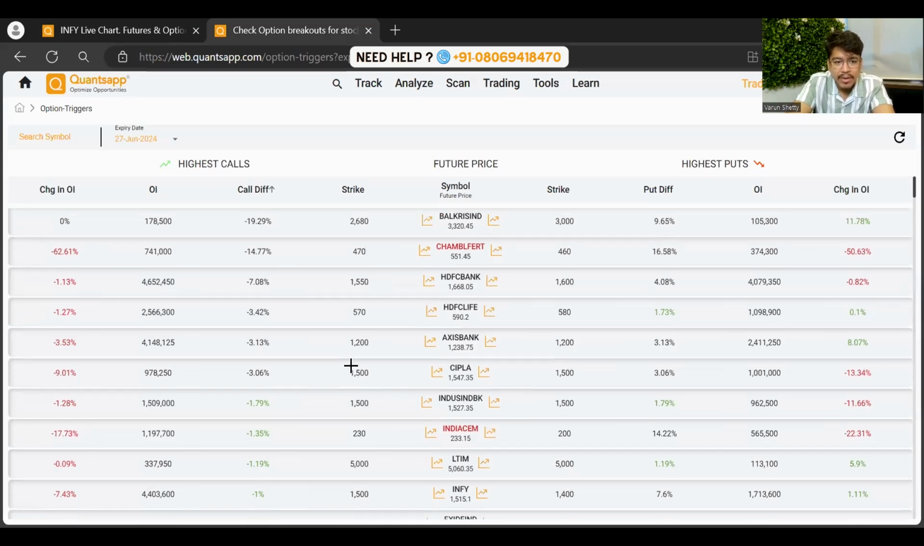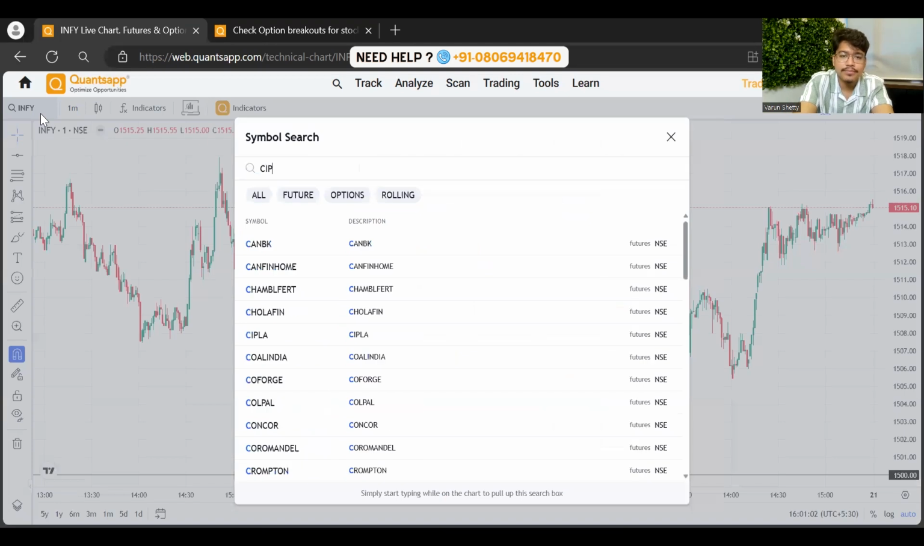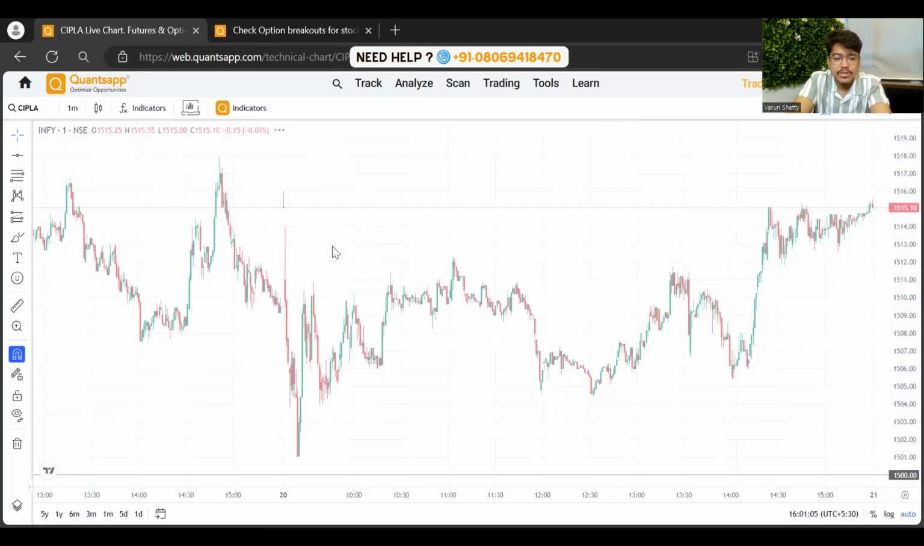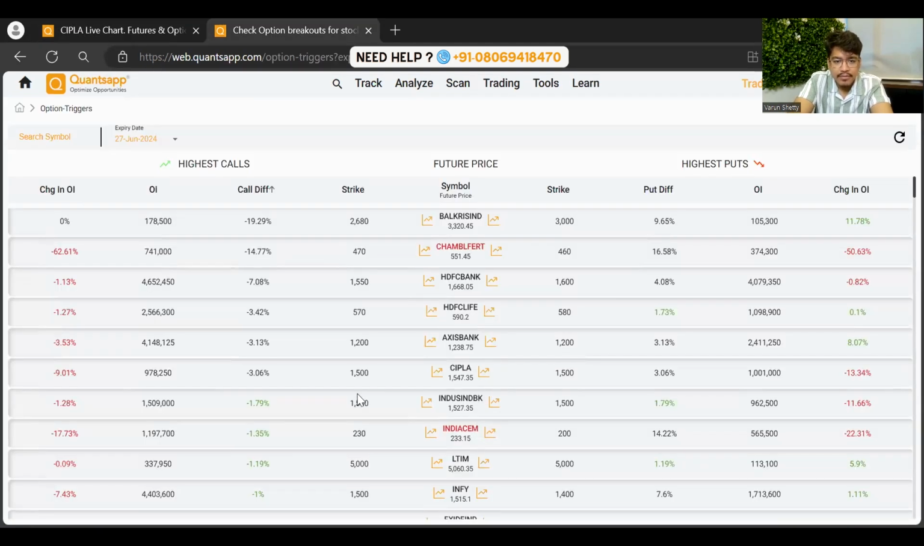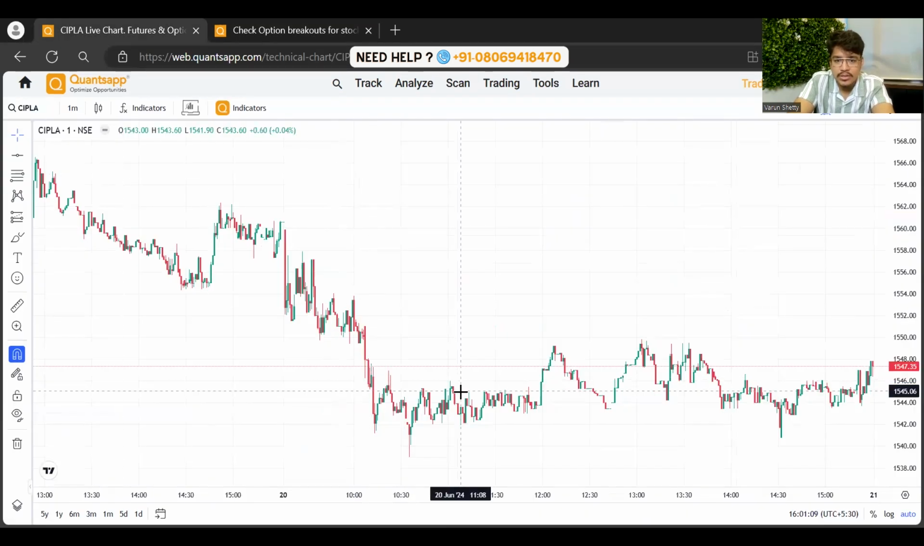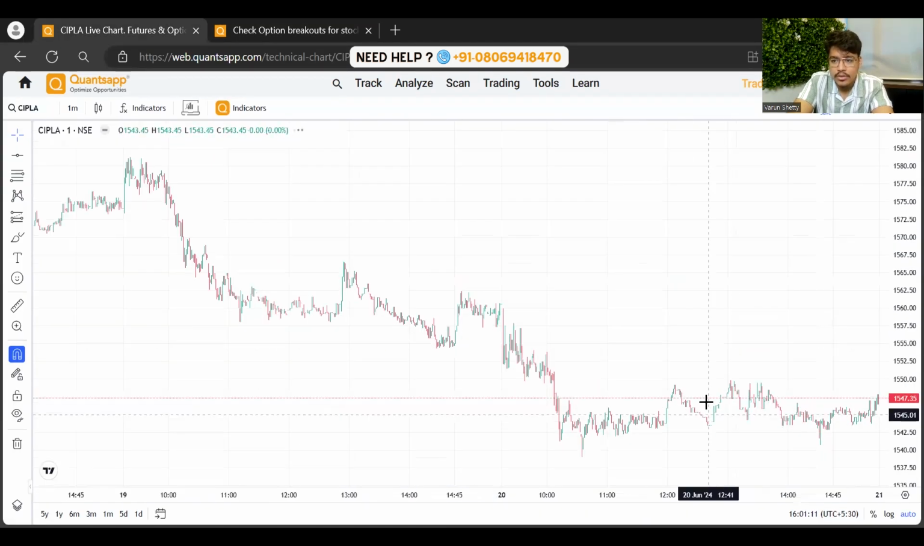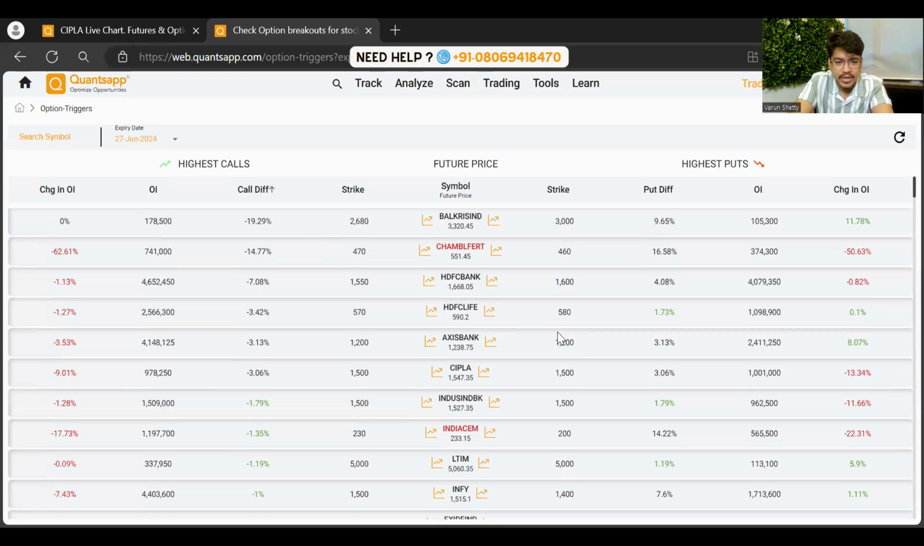Let's look at maybe Cipla. Has Cipla given a breakout? Cipla is not in the ban list. I was just checking that. Let's see. When did Cipla cross its support? Cipla has been falling down, so forget Cipla as well.